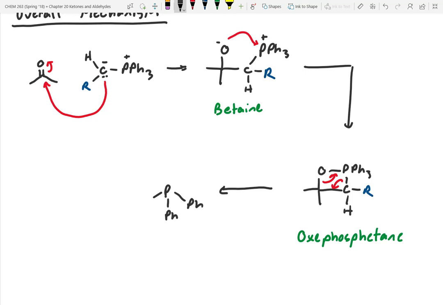Mainly the ring strain. Yeah, the ring strain is not favorable. And then the second thing too is, I'll show you the products that are made. You see how we're getting a phosphorus oxygen double bond? This is called triphenylphosphine oxide.